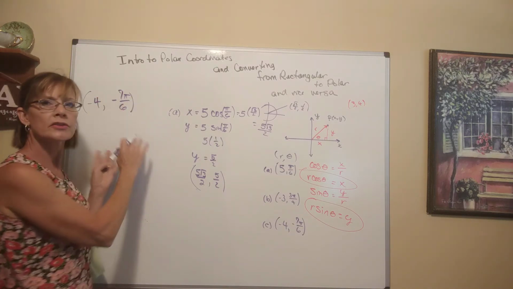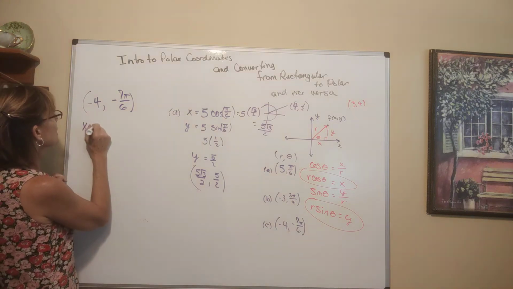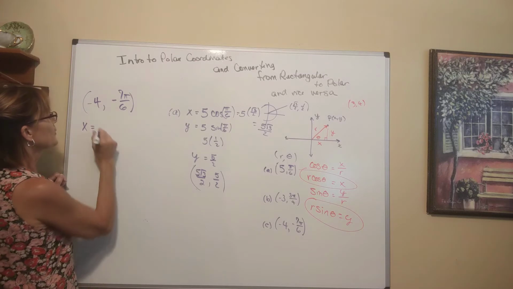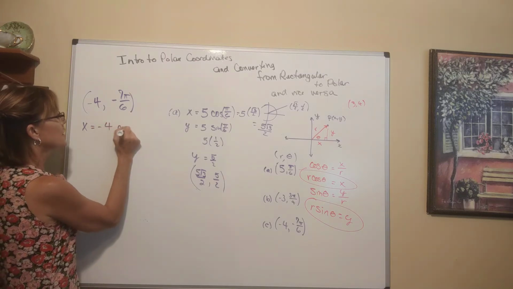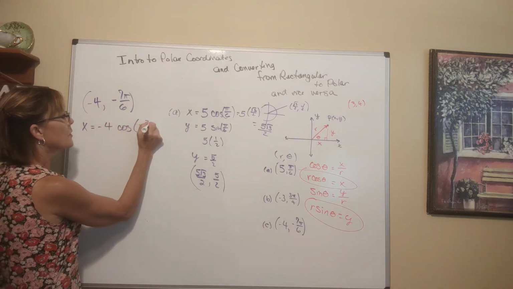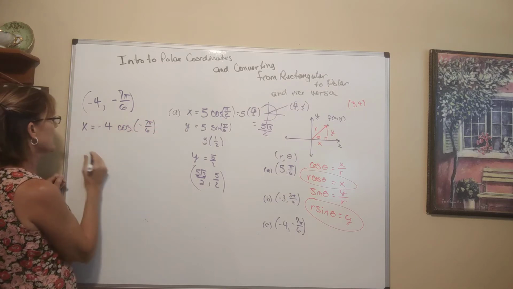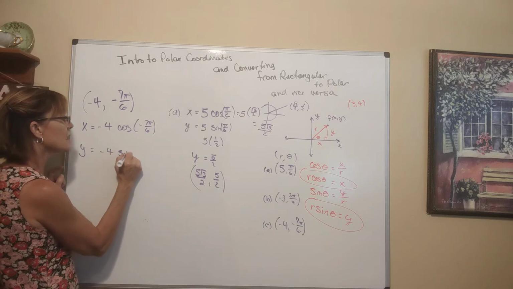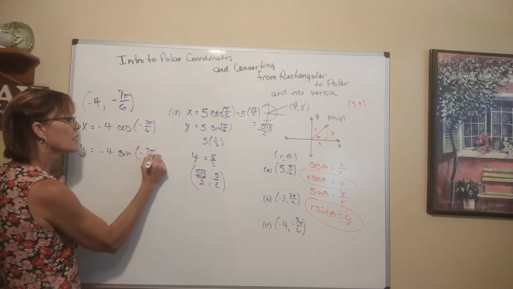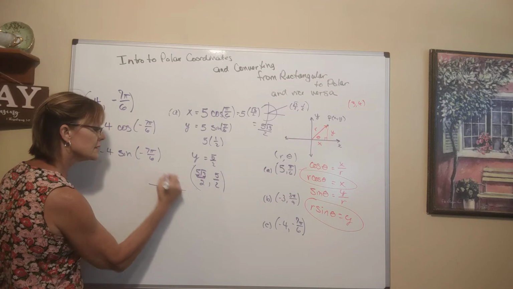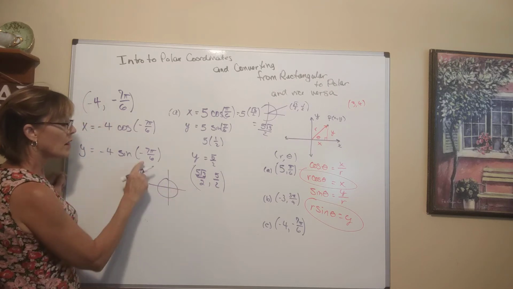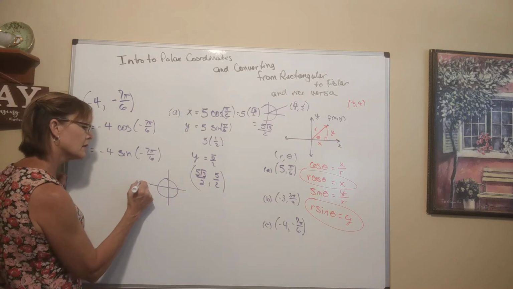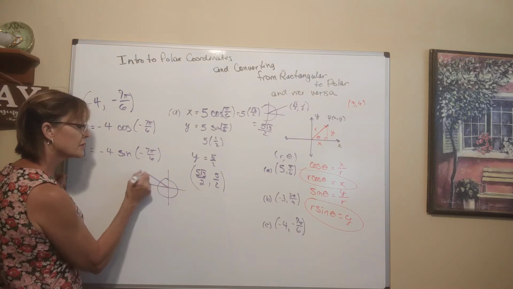If we have to convert to rectangular, we know that x is equal to r cosine of theta. So this would be -4 times the cosine of -7 pi over 6. We just write it down like that. Y would equal r, -4, times the sine of -7 pi over 6. Well, where is -7 pi over 6? Well, this is negative, meaning we're going to go clockwise. So this is -pi, and -7 pi over 6 would be right here.